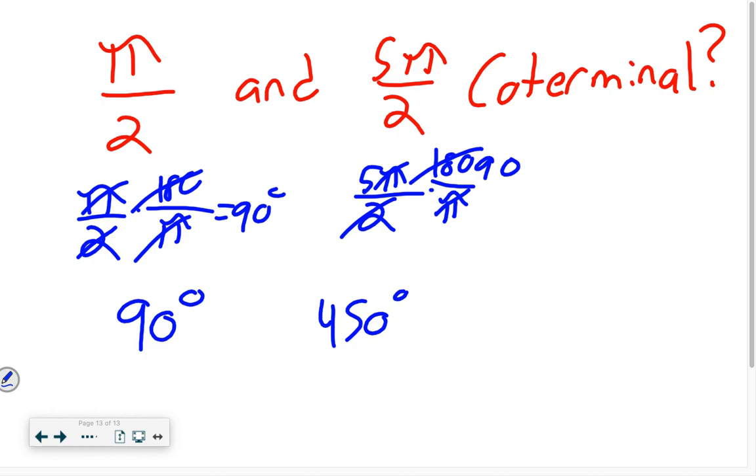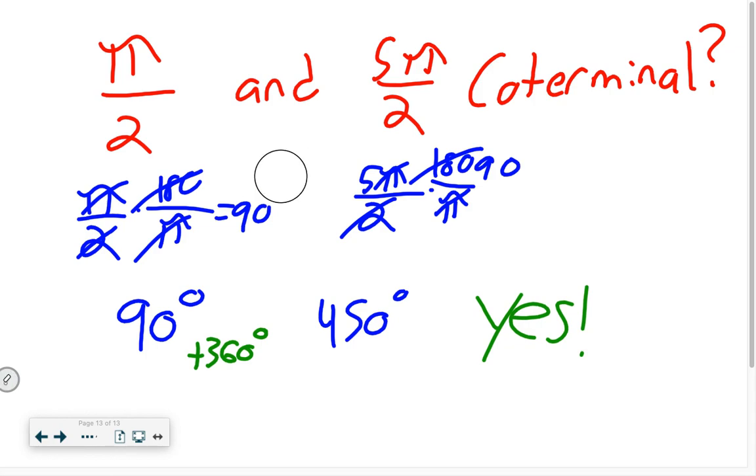So can we add 360 degrees to 90 to get 450? We definitely can, which means they are coterminal. So that's a yes. One way to do it is to convert both of them to degrees. That works totally fine. So give yourself a second to get this copied down.